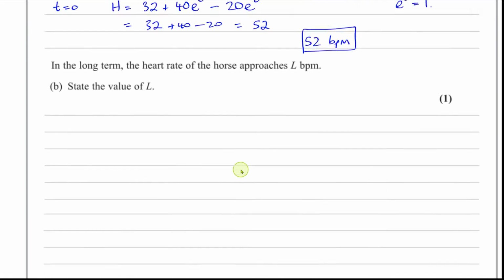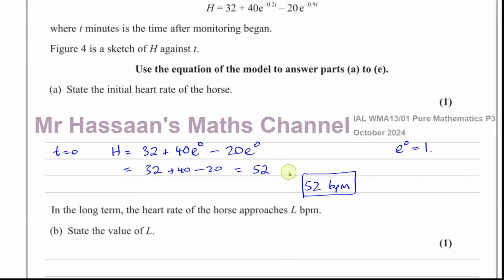So in the long term, the heart rate of the horse approaches L beats per minute. State the value of L. Let's think about this as time approaches infinity. The long term means as time gets closer and closer to infinity, much larger and larger. Long term, when time is very long. That is mathematically what it means in the long term.